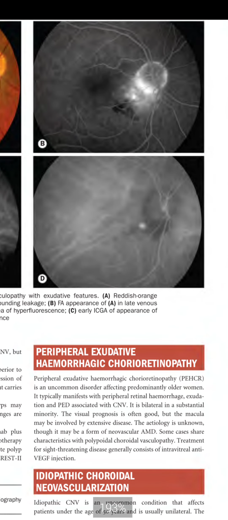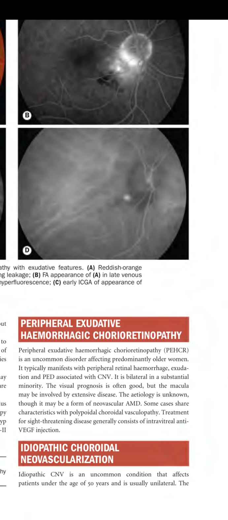Next is peripheral exudative hemorrhagic chorioretinopathy. It is an uncommon disorder affecting predominantly older women. It typically manifests with peripheral retinal hemorrhage, exudation, and PED associated with CNV. It is bilateral in a substantial minority. The visual prognosis is often good, but the macula may be involved by extensive disease. The etiology is unknown, though it may be a form of neovascular AMD. Some cases share characteristics with polypoidal choroidal vasculopathy. Treatment for sight-threatening disease generally consists of intravitreal anti-VEGF injection.